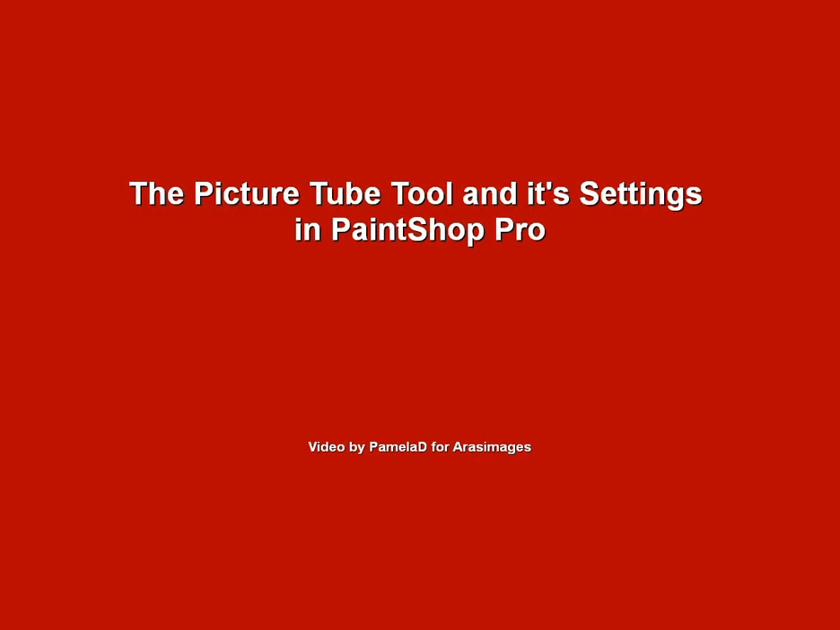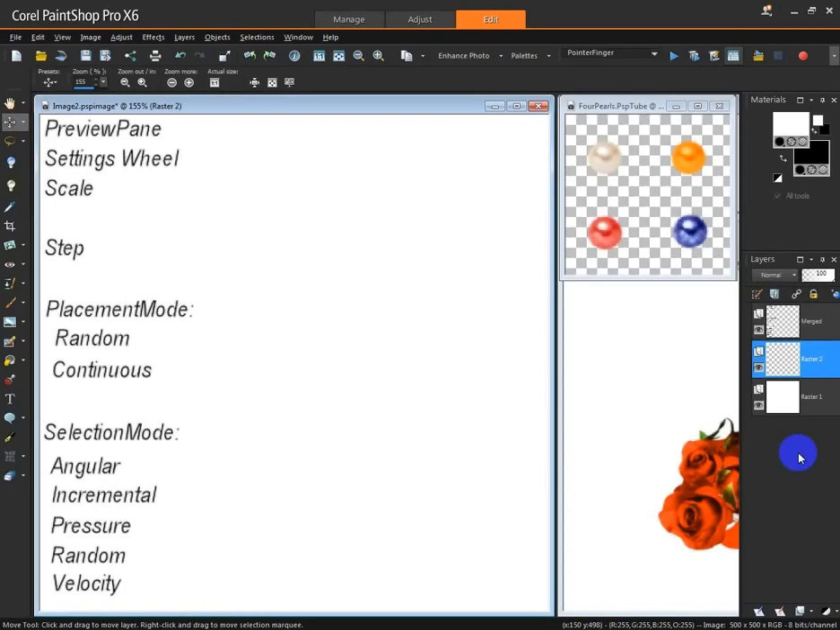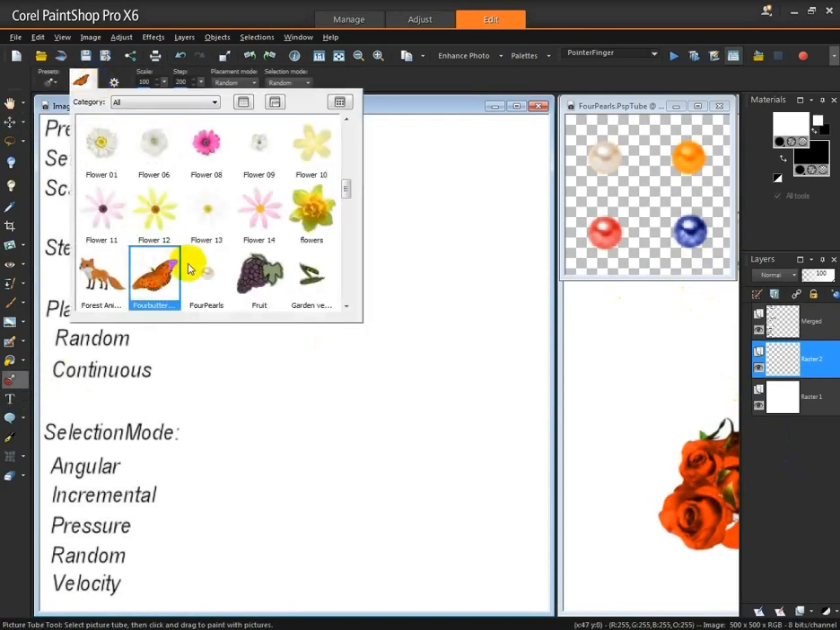If you viewed Ara's video on creating picture tubes for PaintShop Pro, you'll know how to make your own multi-cell image and export it into your picture tubes folder. Now, I've followed Ara's directions and created my own little multi-cell image, and I've exported that into my picture tube folder. That's it, 4 pearls.